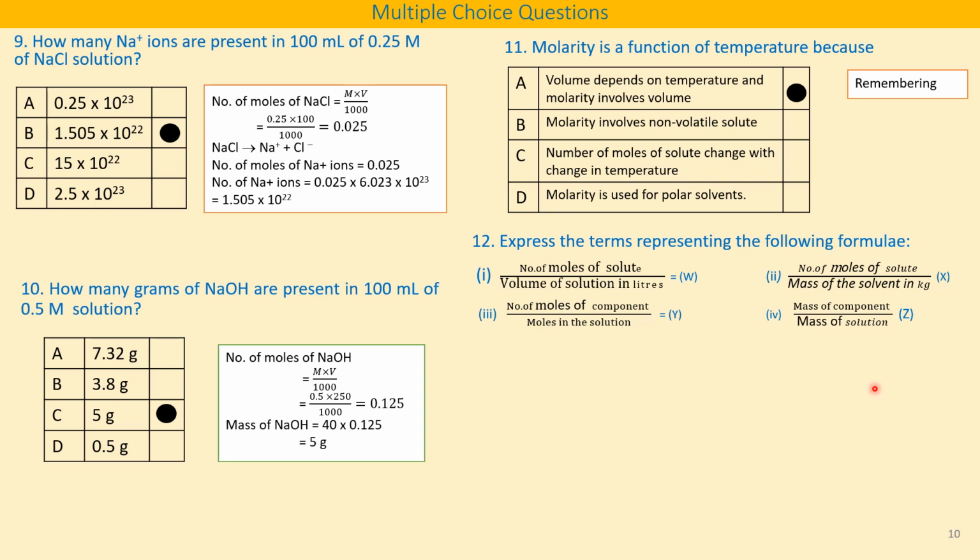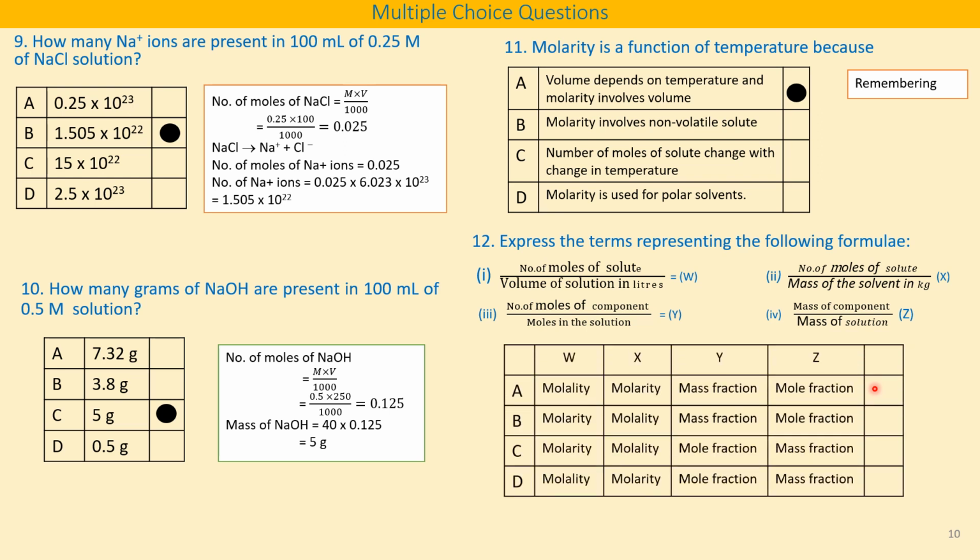So four formulae have been given. Now you have to see what is the question. This is the given statement and you have to see the question. Molality, what is the definition? We have to identify whether W is molality or X is molality or Z is molality. You have to examine this and mark the correct answer.